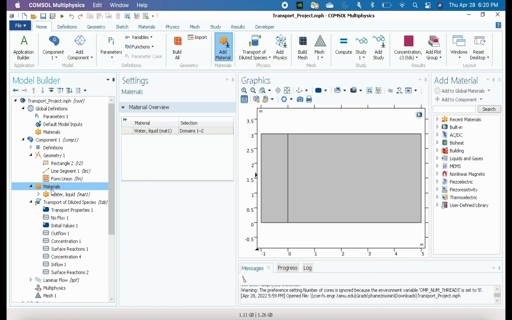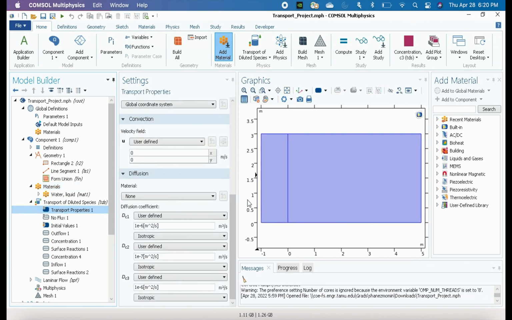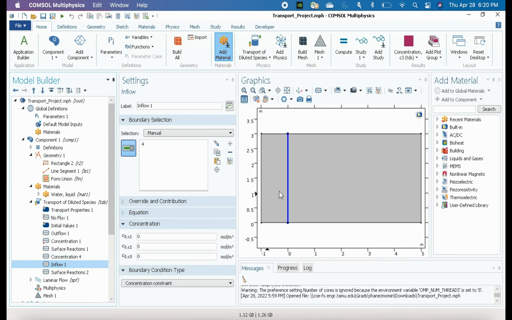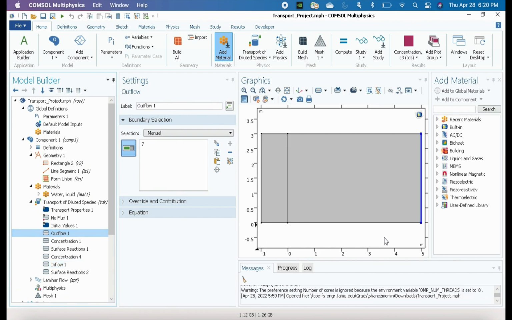Now that we have defined a material, we move on to the transport of diluted species. The first thing we look into is the transport properties. The diffusivities chosen for this case were based on standard diffusivities for common fluids. Next, we have our no flux condition across the boundary as shown by the blue segment. For our inflow conditions, we define that the fluid will be flowing in at x equals 0, as represented by the blue lines. For our outflow, we define that the fluid flows out at x equals 5.